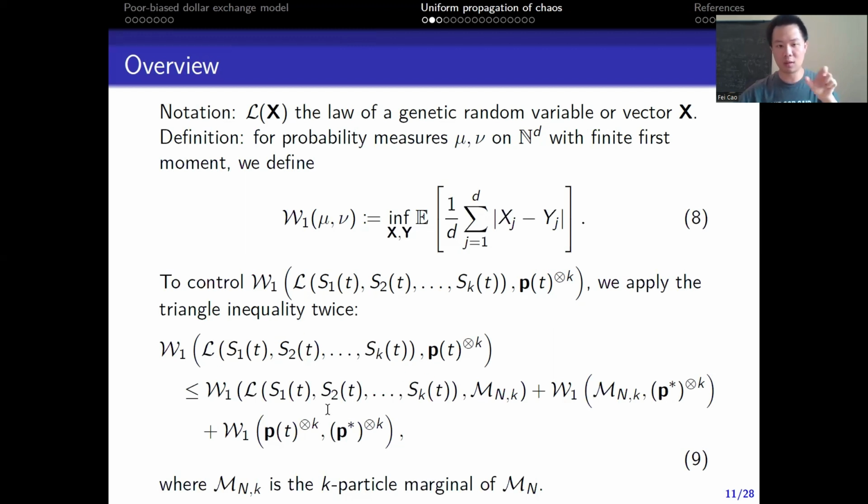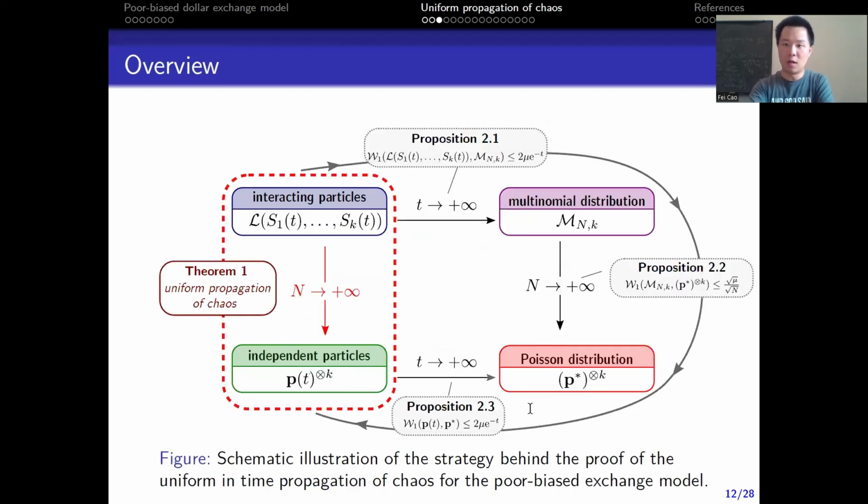Basically, we first control the Wasserstein distance between the k-particle marginal and the k-particle marginal of the thermodynamic equilibrium. Basically, you fix n and send t to infinity. So this is the k-particle marginal of the binomial distribution. And then we control the Wasserstein distance between the k-particle marginal of the binomial distribution and the tensorized Poisson equilibrium, and then control the Wasserstein distance between the k-particle marginal and its equilibrium. So this is our strategy.